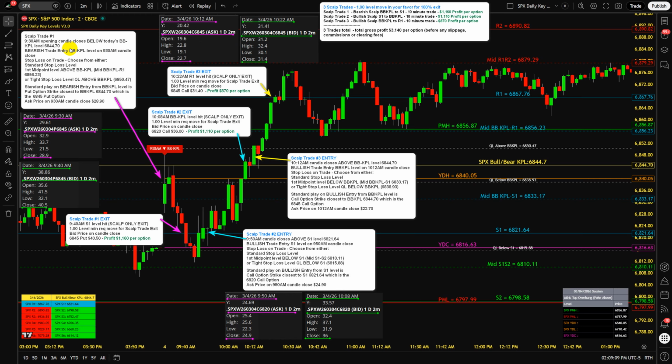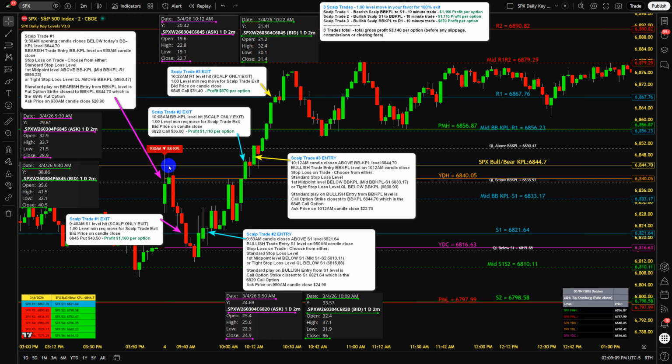Okay, so opening trade, scalp trade number 1 is a scalp trade off of a bearish trade off of the bull bear key price level on this 9:30 a.m. opening candle. It does close below, even though we have a wick above. The most important aspect of this candle is that it closes below the bull bear KPL level on the opening candle, so that is your bearish entry signal should you wish to take the 9:30 a.m. opening candle trade.